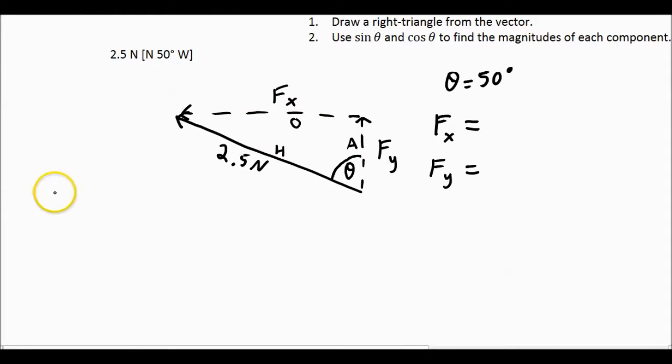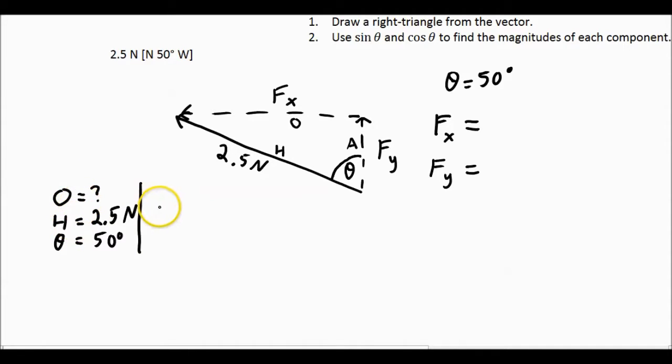So in this case, we're going to try to find the opposite side, which is going to be the Fx. But we don't know what it is yet. We know that the hypotenuse is 2.5 newtons, and we know that theta is 50 degrees. So we have opposite and hypotenuse and theta, so this is a sine problem.